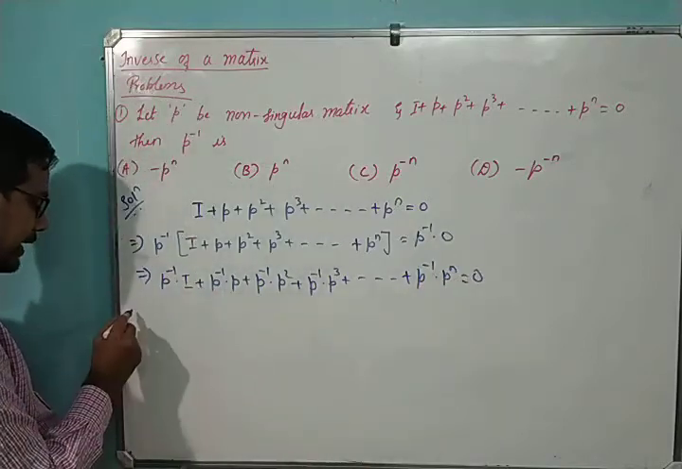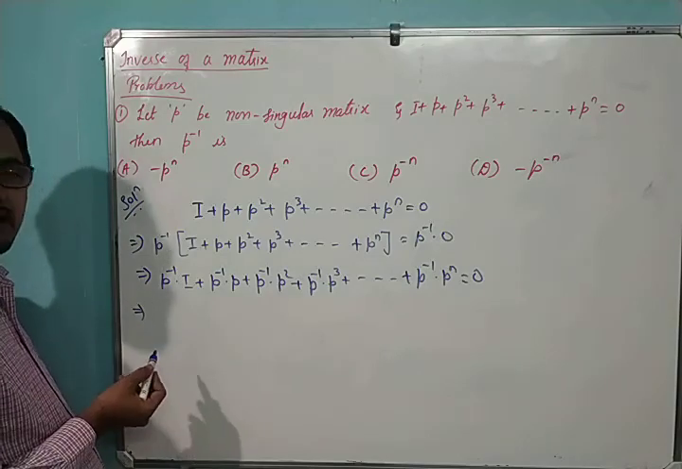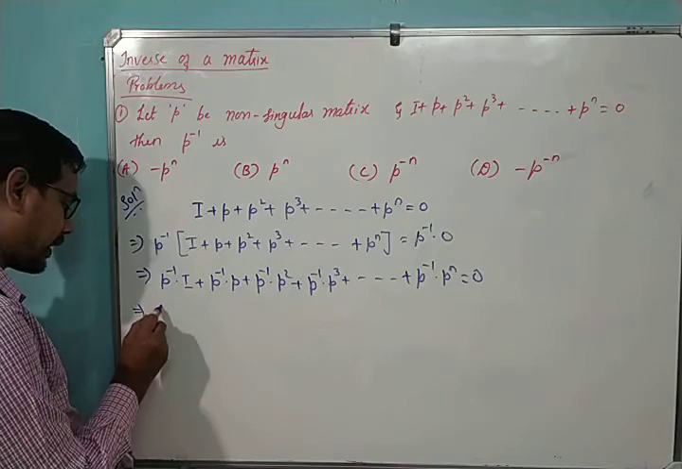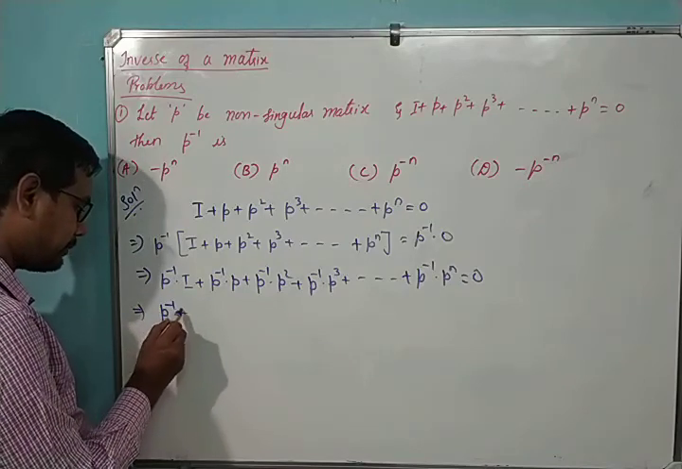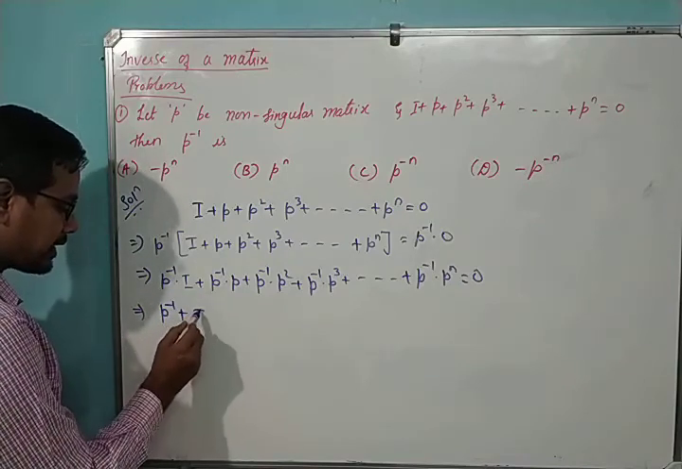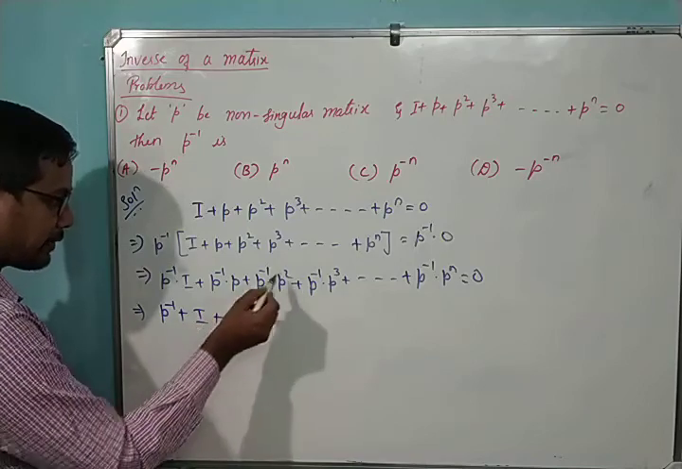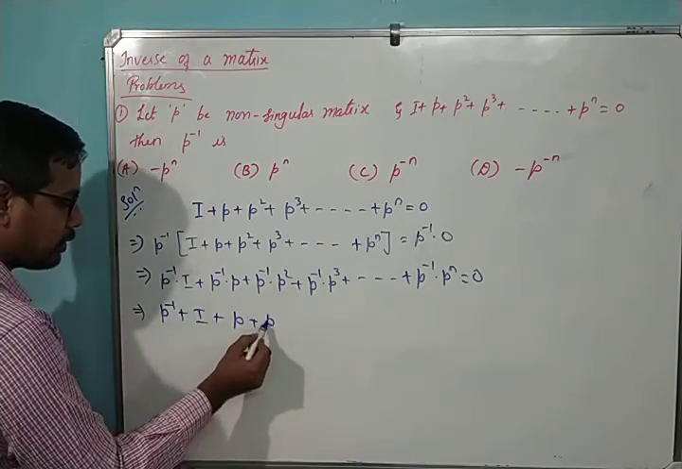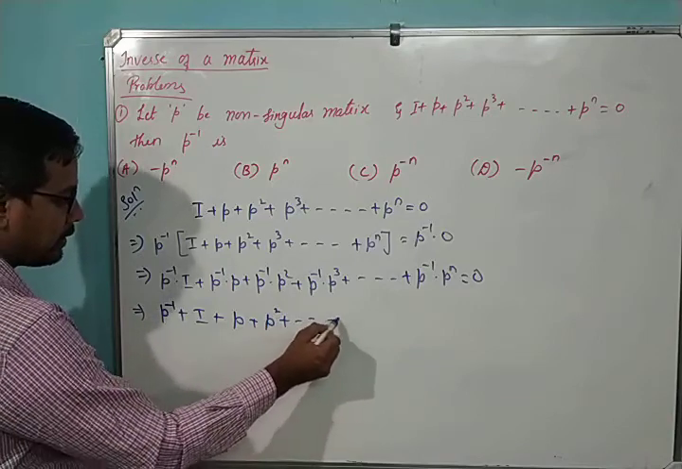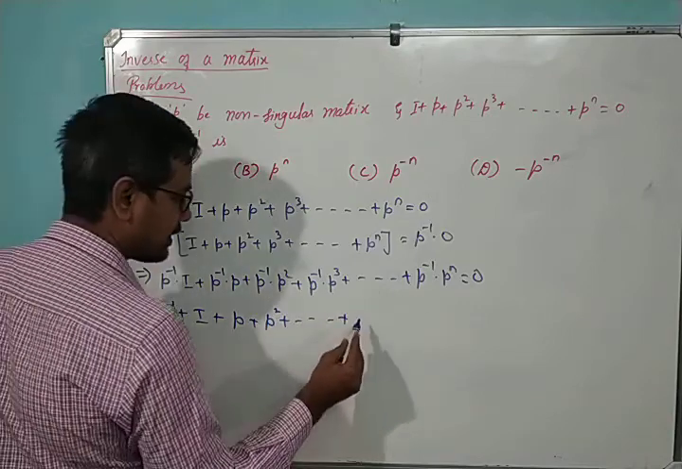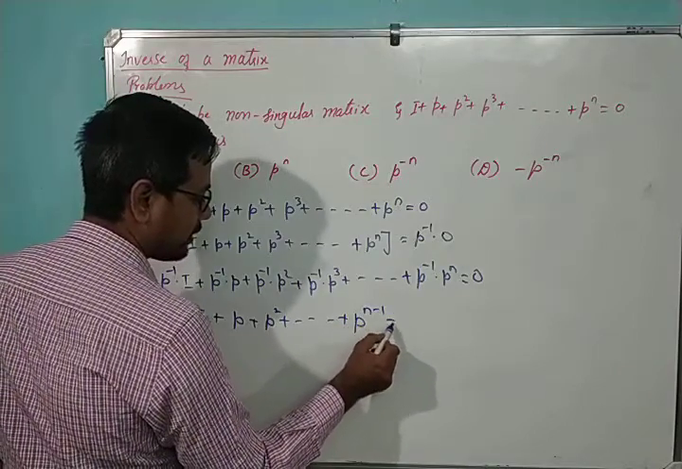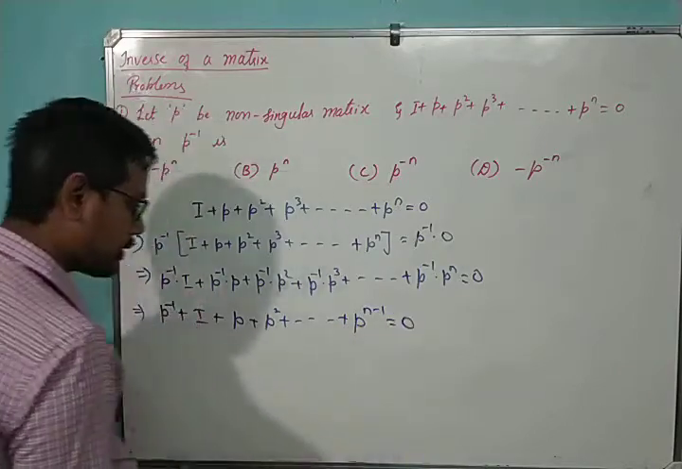Right? What is P inverse into I? Anything into I is the same thing. I is a unit matrix whose value is 1. So P inverse into I can be written as P inverse itself. P inverse into P is I. P inverse into P square is P, plus P inverse into P cube is P square, so on up to P inverse into P to the power n, which is P to the power n minus 1, is equal to 0.